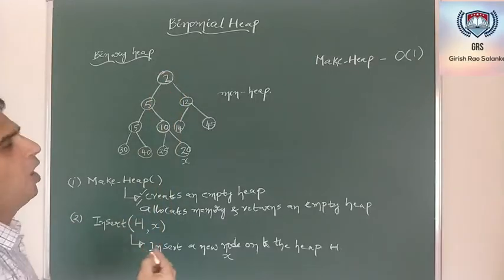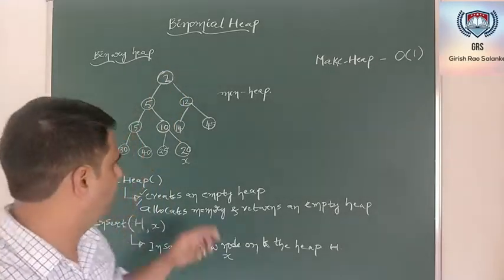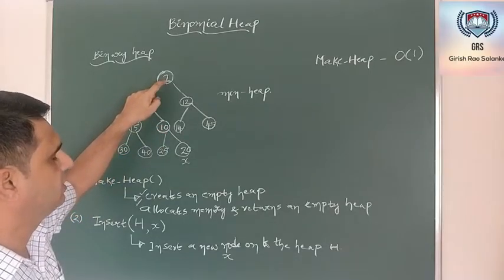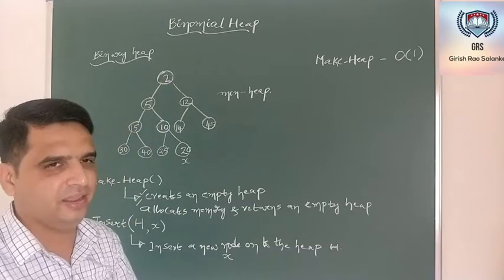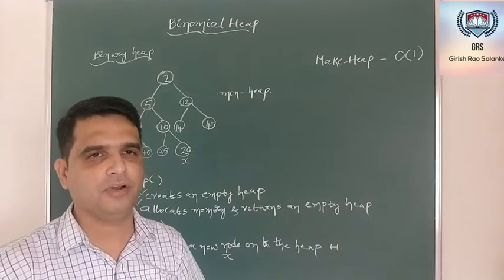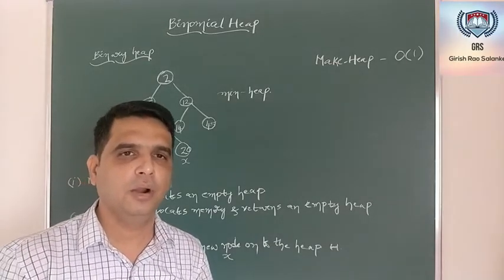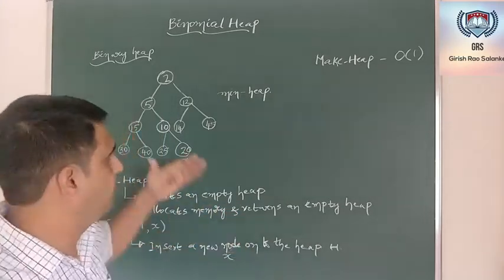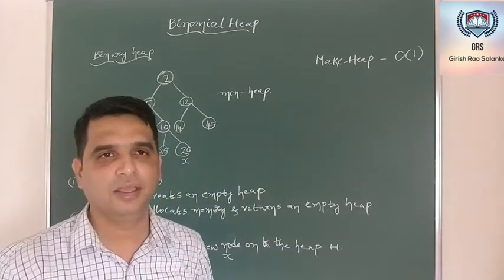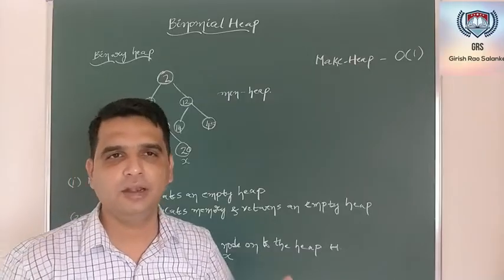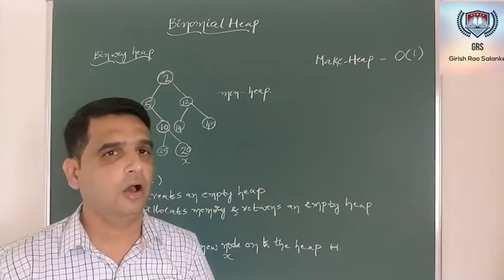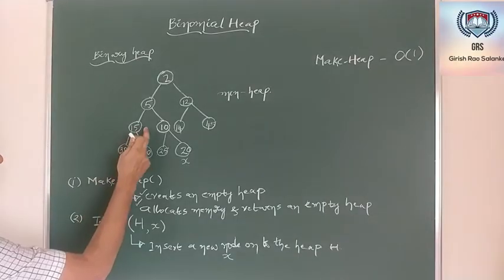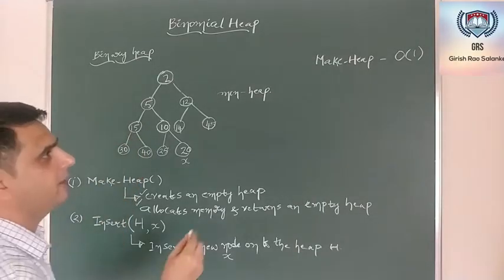Now if you see how many comparisons I have done: 1 comparison, 2 comparisons, and 3 comparisons. Rather than saying 3 comparisons, I can say the number of comparisons needed to insert a new node onto a heap in the worst case depends upon the height of the tree. What is the height of the tree? We know that it is log n. So I can say this insert operation in a binary heap takes log n time.